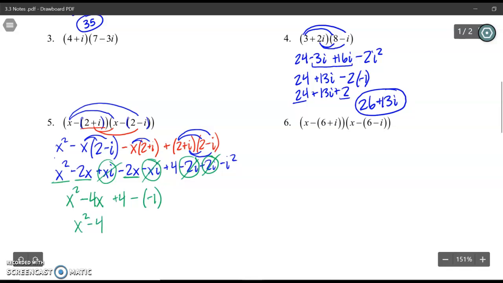Okay. I'm just going to do some final simplifying. So x squared minus 4x. 4 minus negative 1 is the same as 4 plus 1. So it's going to be, oh, that should be 4x. x squared minus 4x plus 5. And that would be my final answer here.